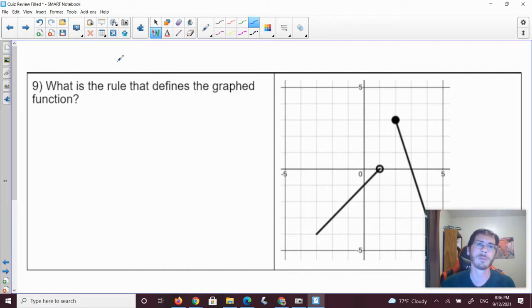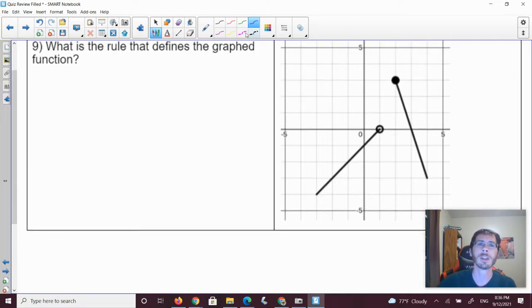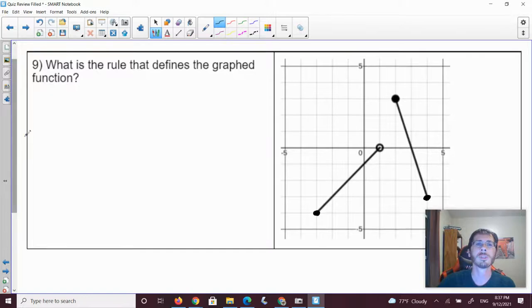For number 9, what's the rule that defines the graphed function? Looks like I'm in the way of this one. We're going to put some solid dots here. They are solid, even though they're not really marked as solid. So we need to come up with the function rule. So that means that we need to get an f of x that works for both parts.